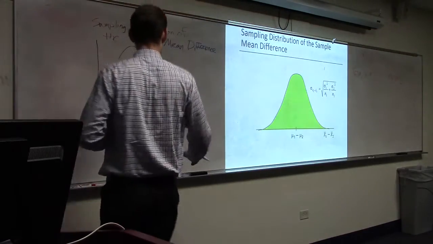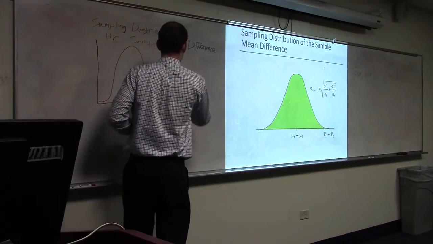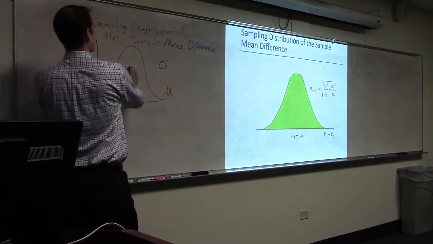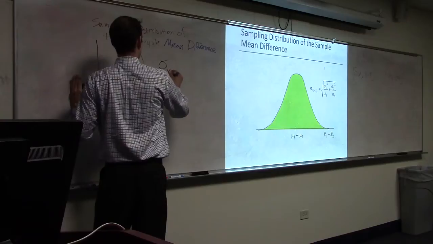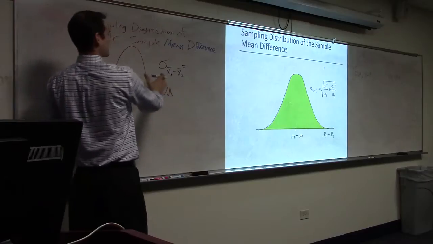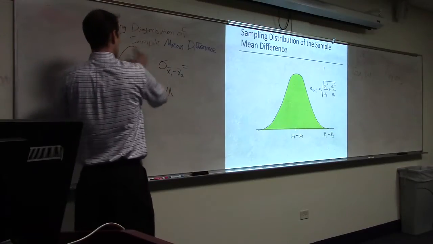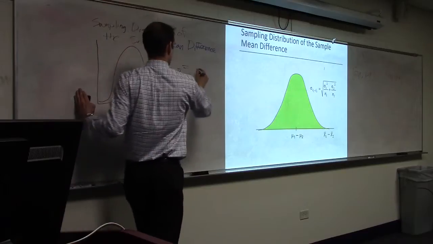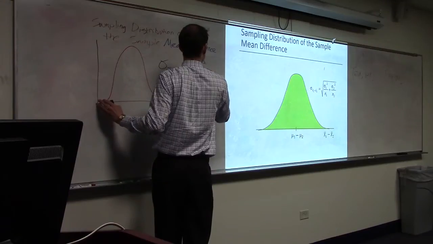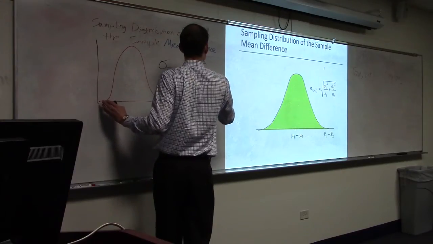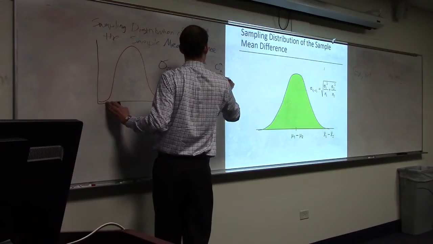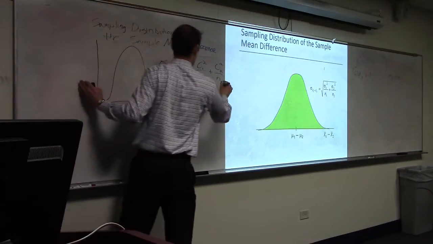All right, so let me do the notation here. I want the standard deviation of the sampling distribution of the sample mean difference. Now why do I put x bar 1 minus x bar 2? Why don't I put mu 1 minus mu 2? Because it's a sample. This is a frequency distribution of all those samples. All right, and it's going to be calculated that way.